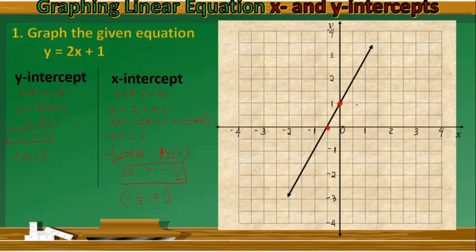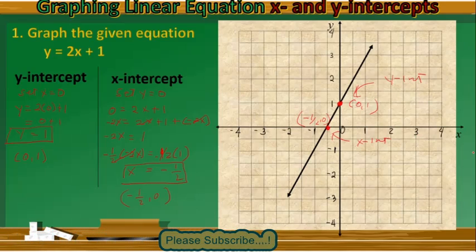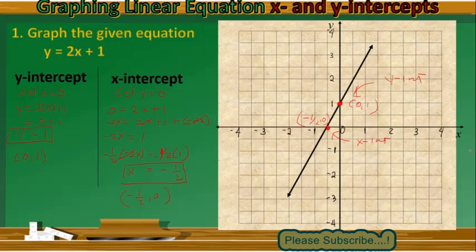So we will label this. This is our coordinates 0 and 1, and this one is negative 1/2 and 0. This is our y-intercept, and this is our x-intercept. Okay? That is how to graph an equation using the y-intercept and x-intercept.